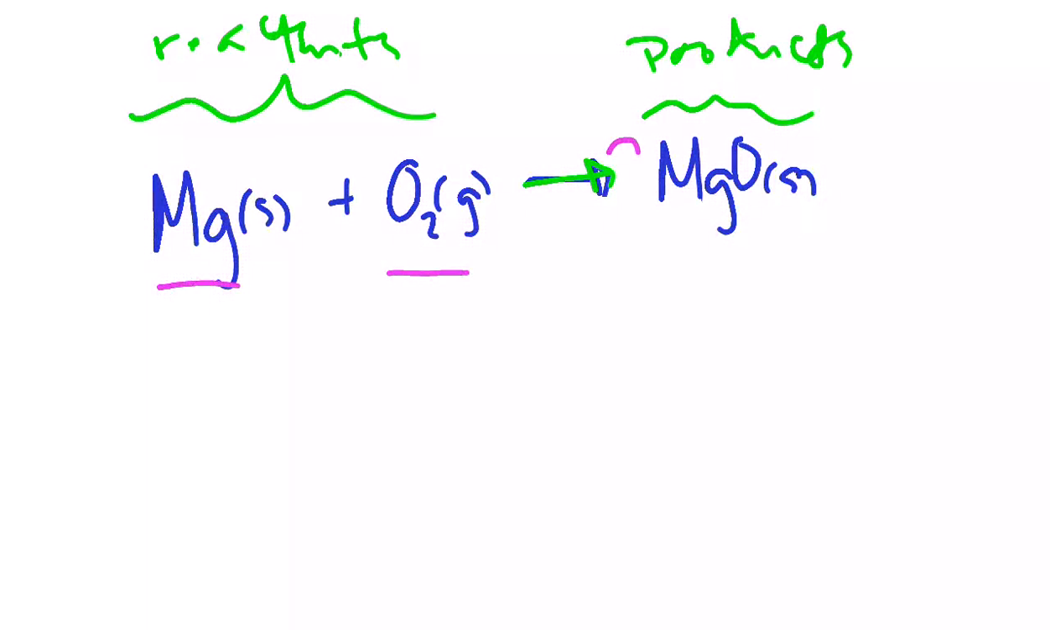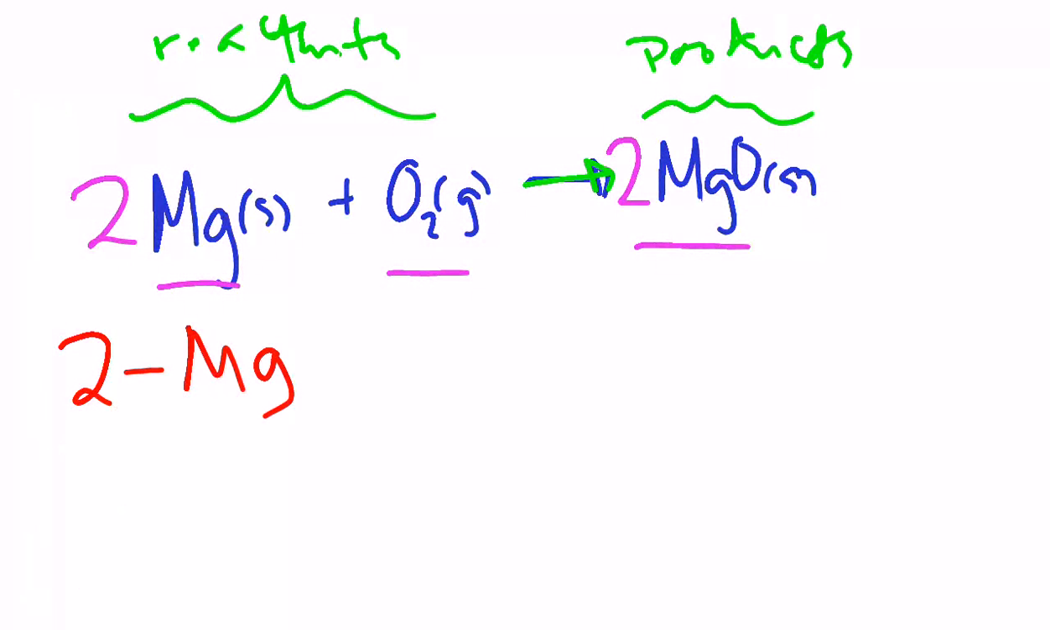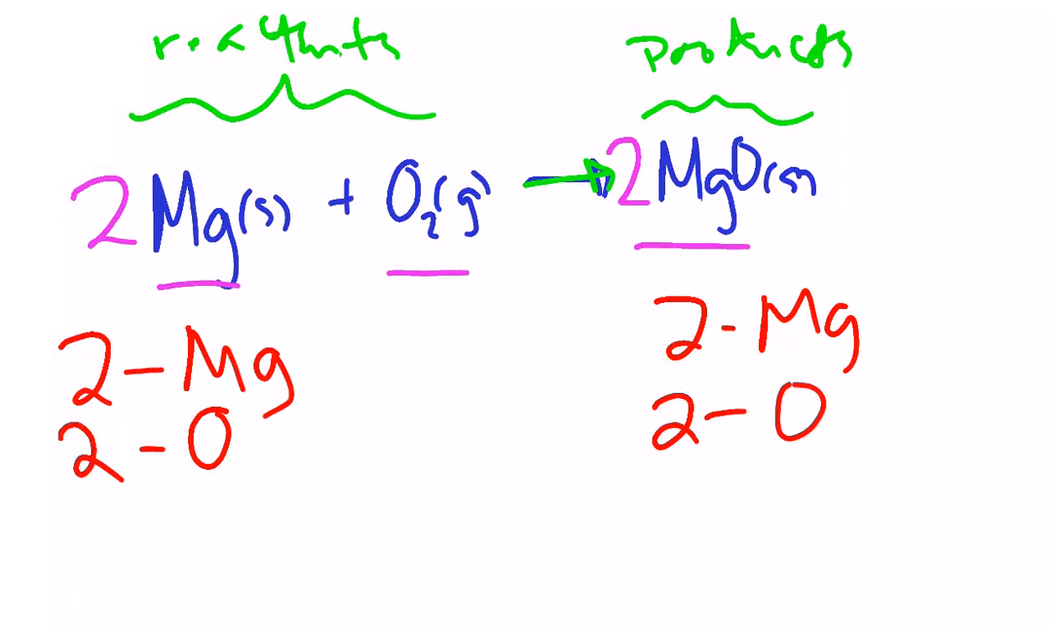So we know that we're going to have 2 moles of magnesium oxide because we have 2 oxygens on the reactant side. Now, if we have 2 moles of magnesium oxide, then that means we have 2 magnesiums. And so we need to put a 2 in front of the magnesium that's on the reactant side. Now I think that we have a balanced equation here. So we're going to check. We're going to look at the number of atoms on each side. On the left-hand side, we have 2 magnesiums and 2 oxygens. And on the right-hand side, we have 2 magnesiums and 2 oxygens.